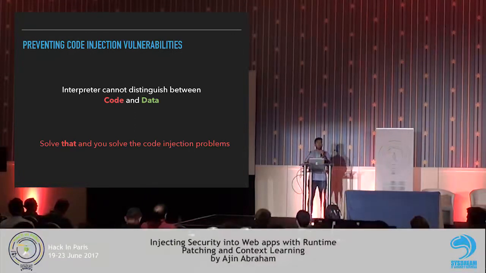The thing that we have to understand is that the reason for all these injection vulnerabilities is that your interpreter does not distinguish between code and data. Whatever you give to it, it actually executes irrespective of any other instruction. So if you can solve that problem, tell your interpreter that this is code and this is data, then you can pretty much solve all the injection problems. So that's what we are going to do here.